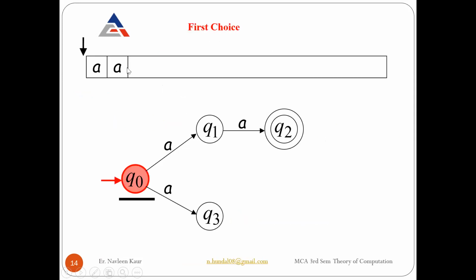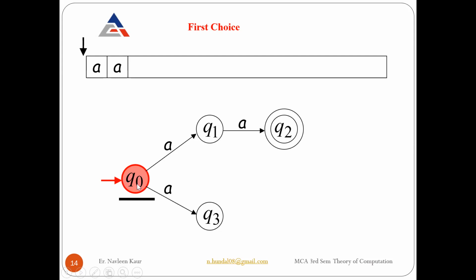Let's suppose I want to process the input string aa. You know that only one input alphabet is available, so your string is only made up of a, because there is no b. It means all the strings that you can check for acceptance will be made up of only a. So first of all, I am considering two a's and I want to process them and check if this finite automata will accept it or not.